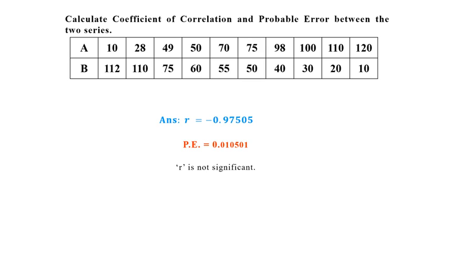So I think that is the end of the session today. You learned problems on correlation coefficient and probable error. We will work out some more problems on correlation. Miscellaneous problems are there, so in the next session we will be working out some miscellaneous problems on correlation coefficient.